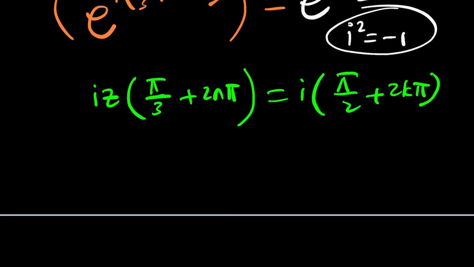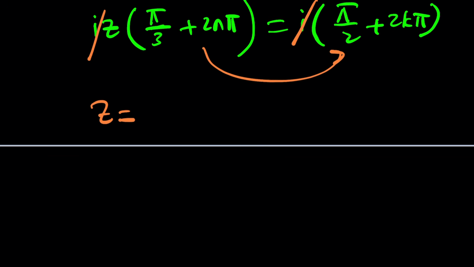And then from here, we should be able to solve, right? i cancels out for sure. And then you can go ahead and divide both sides by this, and that should give you the value of z. By the way, we're going to check our results against Wolfram Alpha to see if we get something similar.